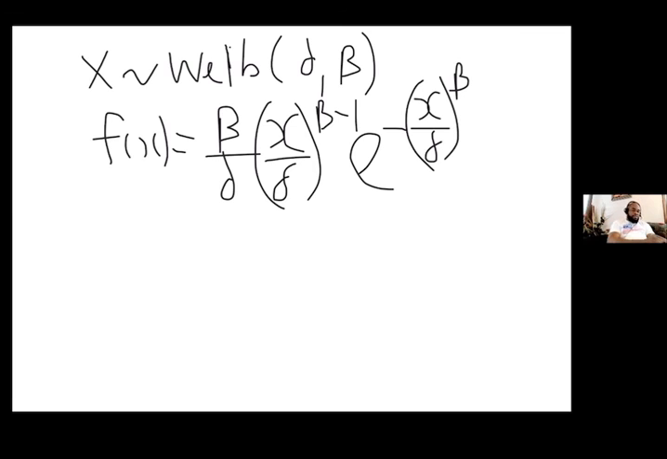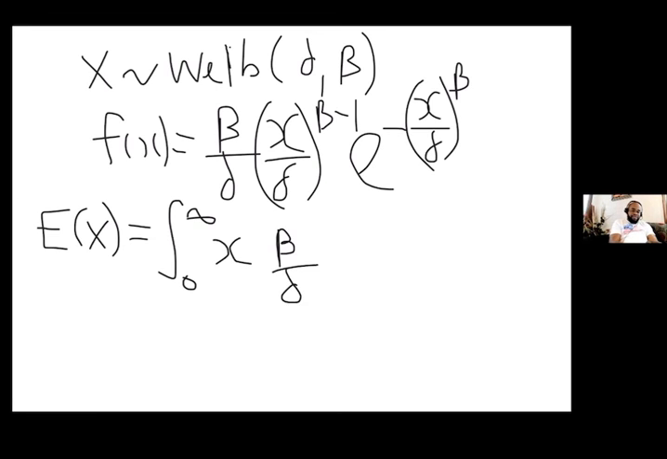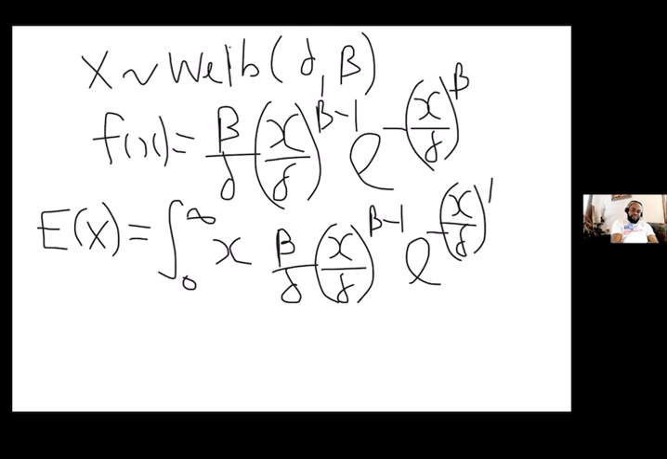Okay. Now, if I want to obtain the mean, I'm going to say expected value of x, integral from 0 to infinity of x, then I'm going to write the Weibull density times x. Okay, you see that now? So if that is what I have, let me simplify.